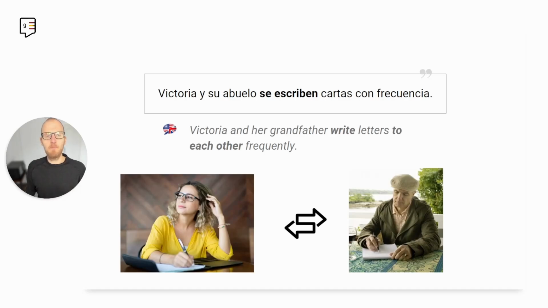And let's look at one more example of this reciprocal construction. Victoria y su abuelo se escriben cartas con frecuencia. Victoria and her grandfather write letters to each other frequently. So they don't write letters, they write them to each other. And that's why we say se escriben cartas and not just escriben cartas. This se means that it is reciprocal. That's it for this lesson.